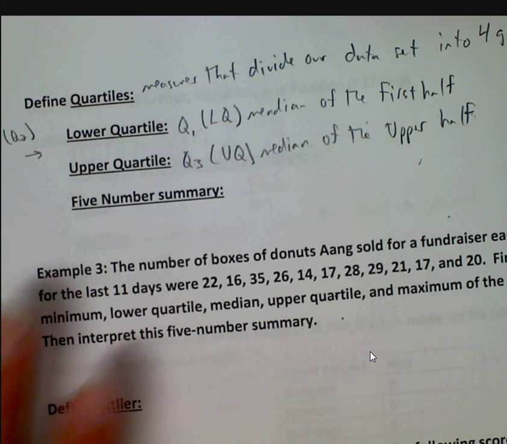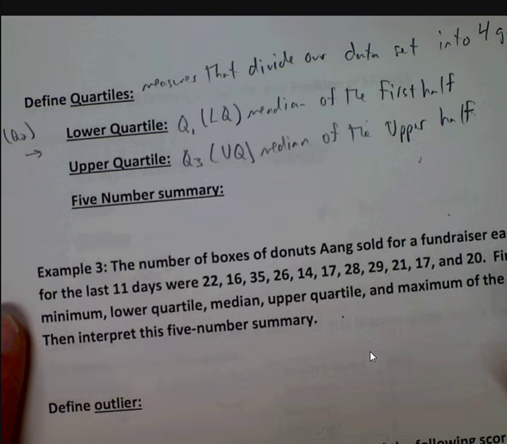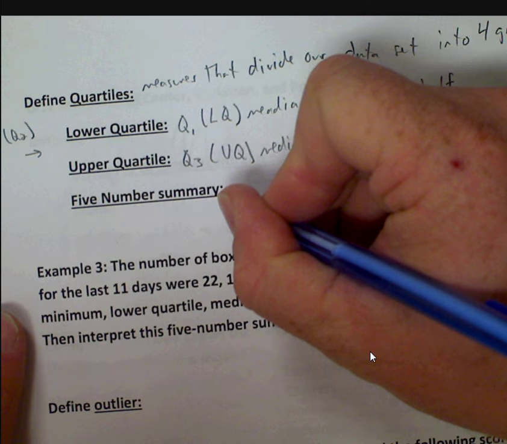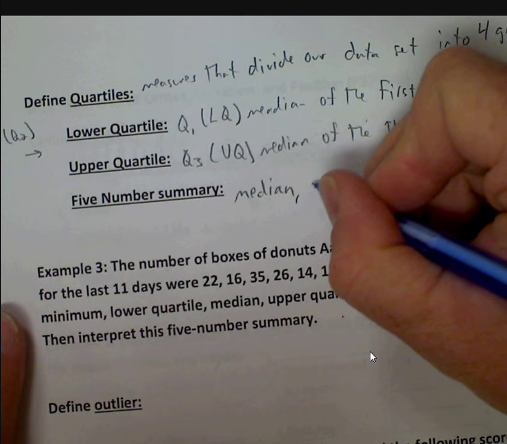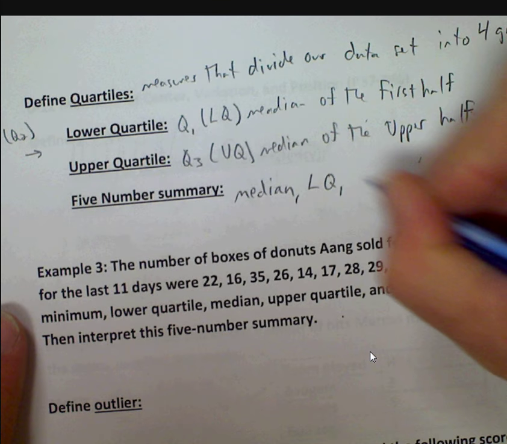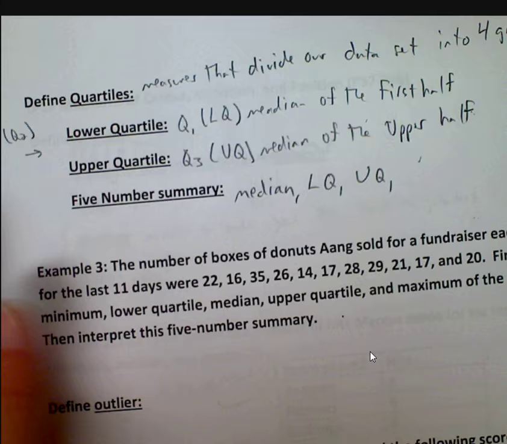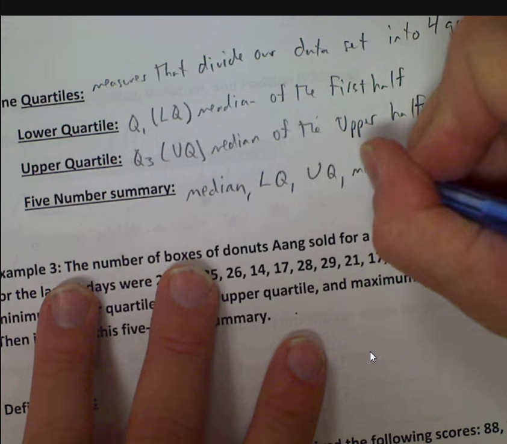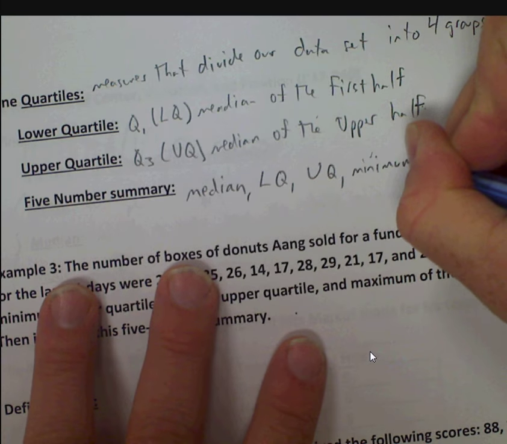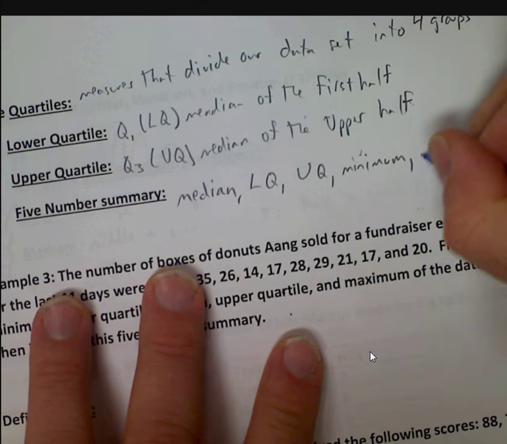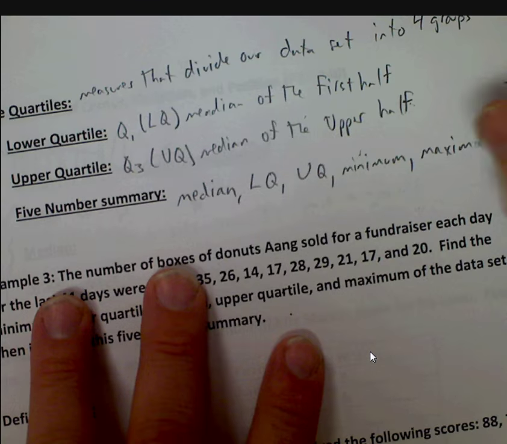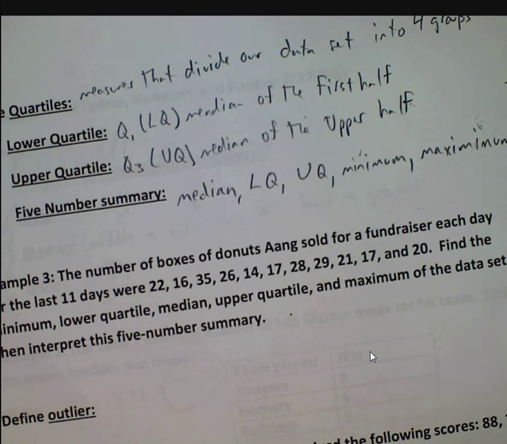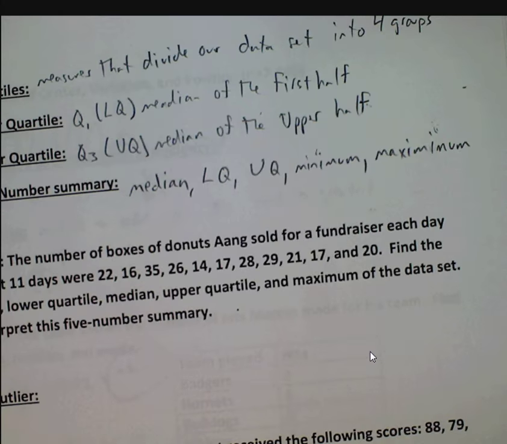Then we have the 5-number summary. Here's what the 5-number summary is. We would find the median first. We would find the lower quartile, upper quartile. Then we would find what's called the minimum, that's the smallest number, and the maximum. And that would be our 5-number summary when we put all of those together.